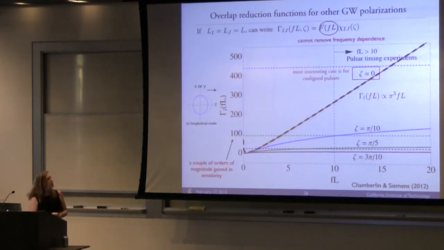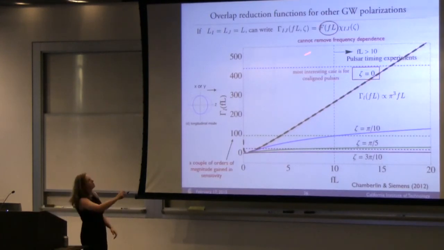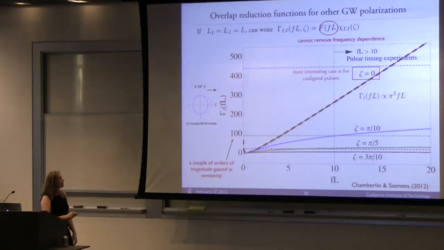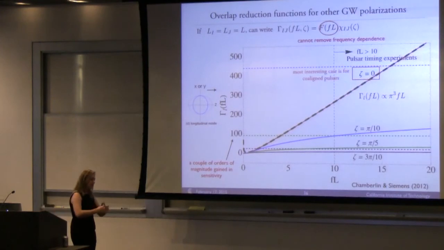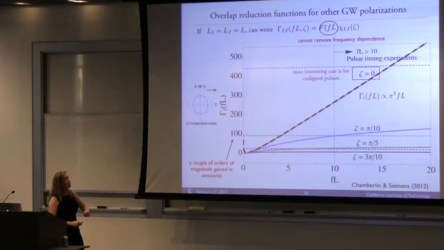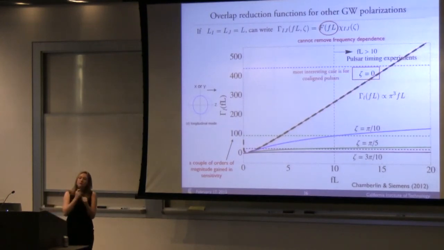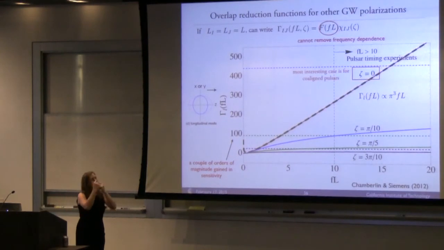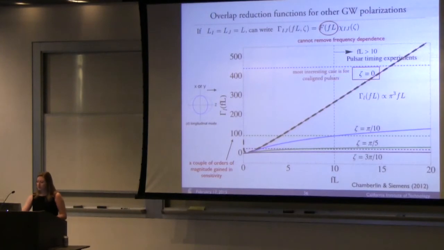And so effectively, for this longitudinal mode, you can never eliminate a frequency dependence in the overlap reduction function. You always have to have it. And furthermore, you gain not one, but a couple orders of magnitude in sensitivity here. So altogether, what this is telling us is that the enhanced redshift effect we saw for the single pulsar system basically means we have a very strong enhanced effect in our pulsar timing array when we have pulsars that are separated by small angles in the sky, and we have non-transverse gravitational waves.